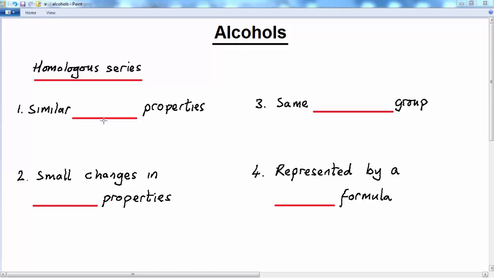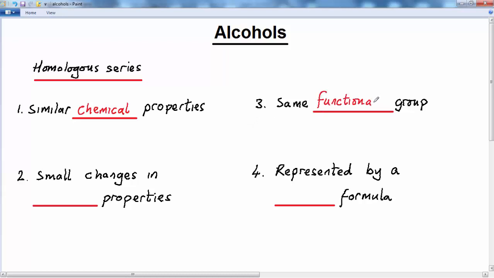In this lesson and the next few lessons, we're going to look at the alcohols, and the alcohols, just like the alkanes and the alkenes, form what is called a homologous series. Now let's just remind ourselves of what that means. Firstly, it means that all of the members in that series, in that family, have similar chemical properties, and they have similar chemical properties because they all have the same functional group.